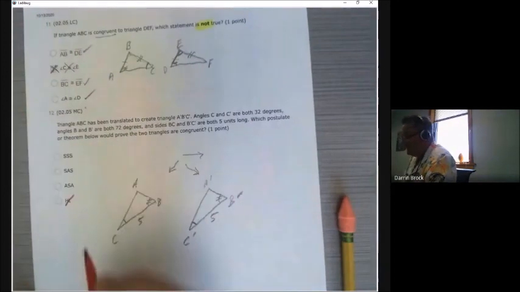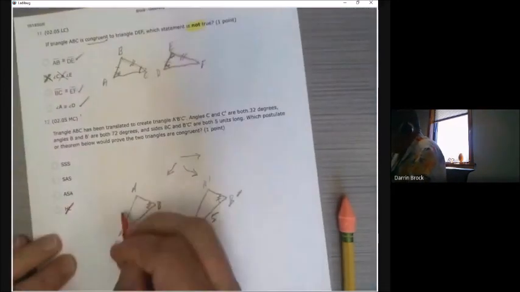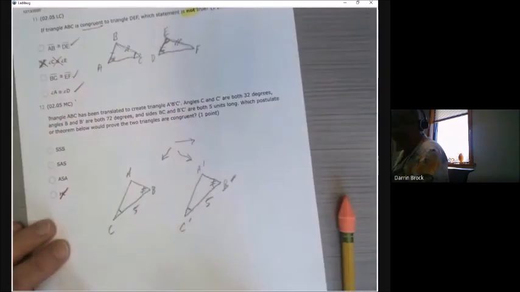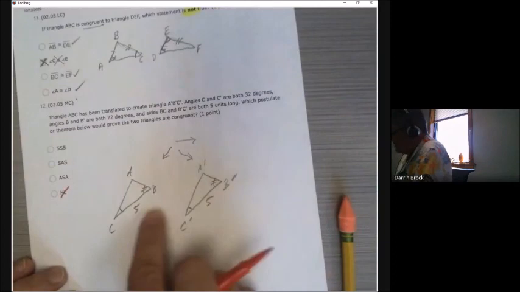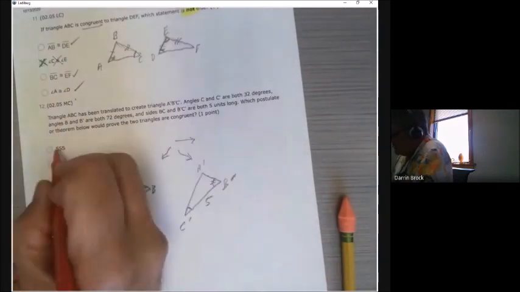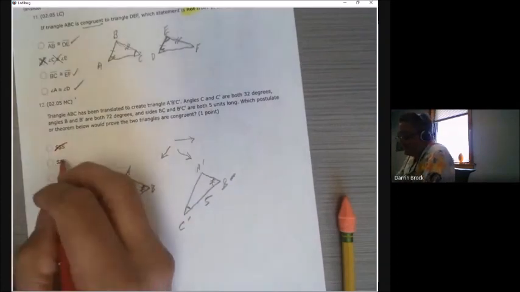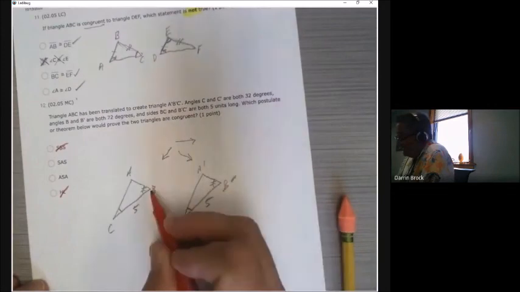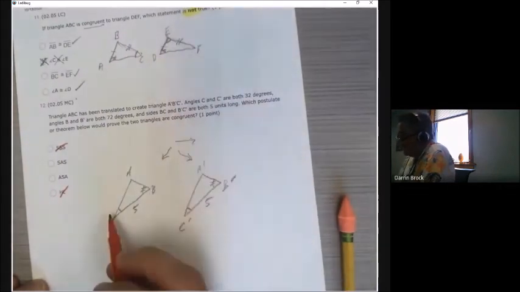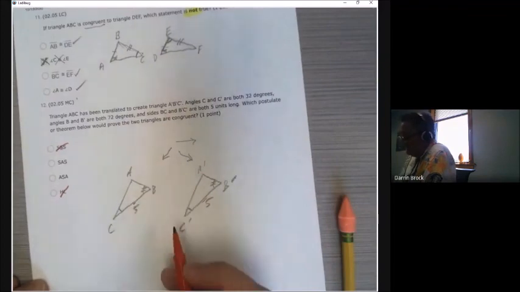It cannot be HL. Side, side, side, okay? Did we prove all 3 sides are the same length in our triangles? No, we only looked at one side. We did not show that all 3 sides are the same length. So this is not side, side, side congruency. So that leaves side, angle, side, and angle, side, angle. We proved angle B is the same because they told us, and angle C are the same, and the side that's in between them.